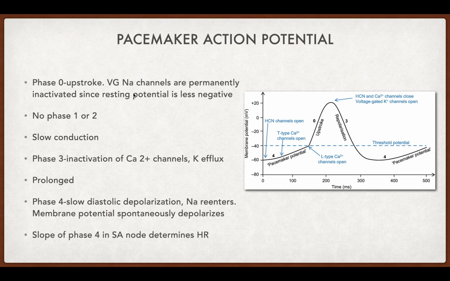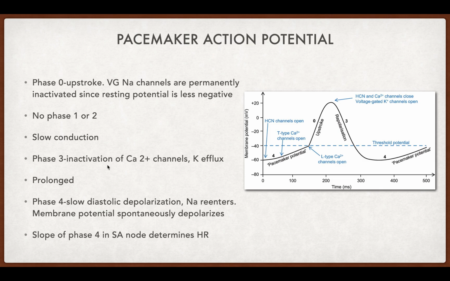So in phase 0, the voltage-gated channels are going to be permanently inactivated because the resting membrane potential is less negative. Compared to the cardiomyocytes, the contractile cells, that's minus 90. This is going to be minus 60. Once it's shut off, it's shut off. You can't sum these potentials. This is the important function.